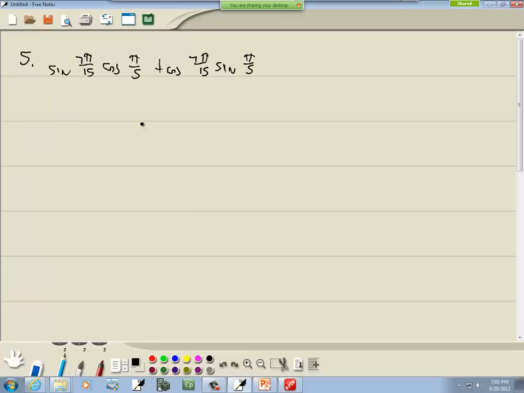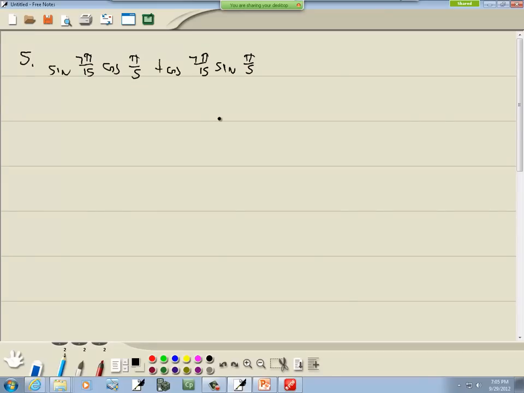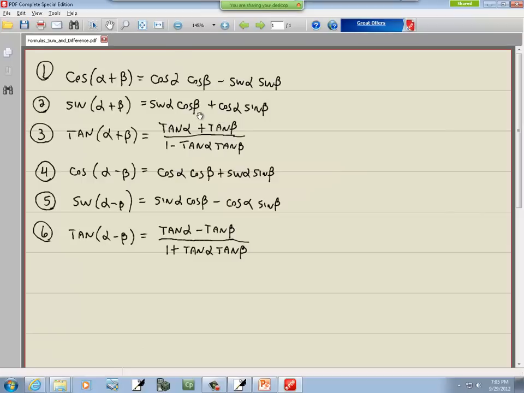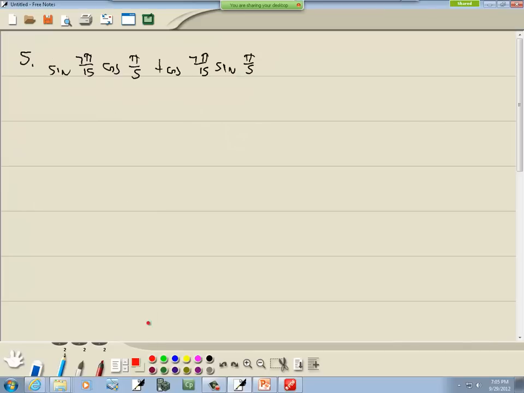Okay. Sine cosine plus cosine sine. Looks like number 2. So we're going to rewrite that as sine alpha plus beta. Now this will be our alpha, and this will be our beta. And we want to rewrite it using sine alpha plus beta.